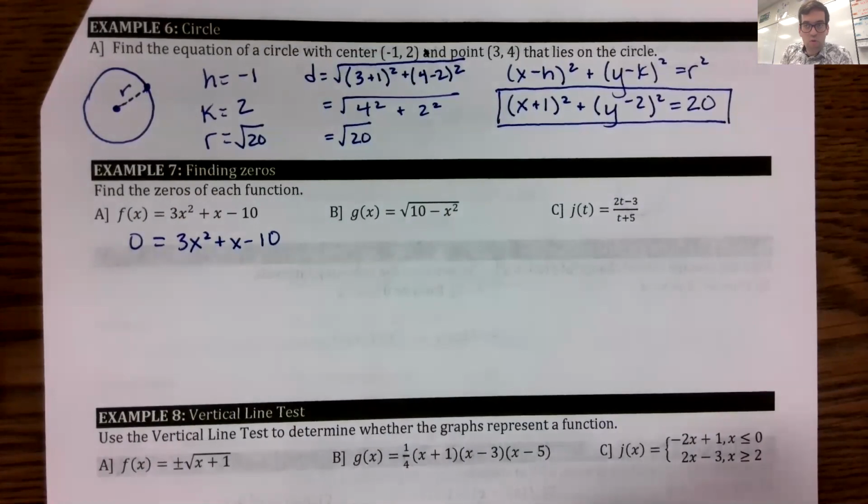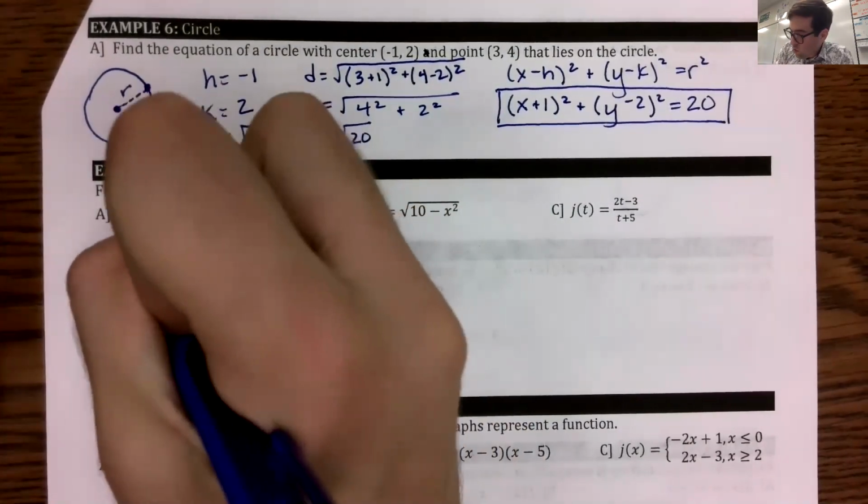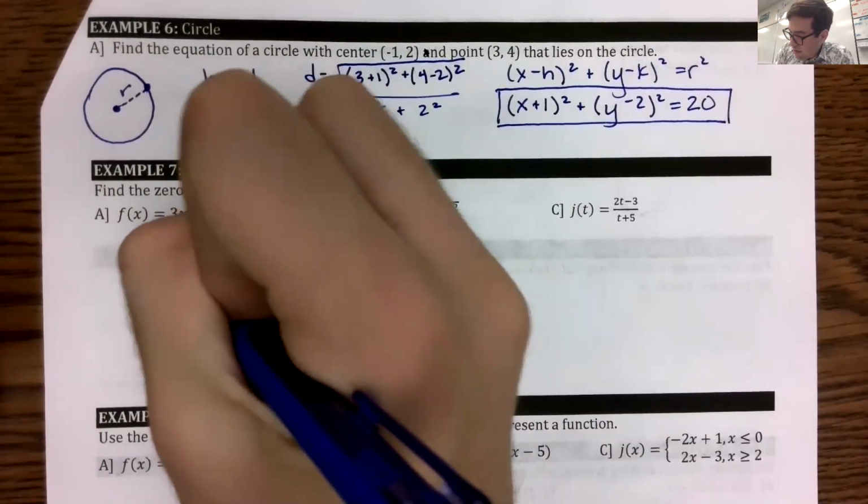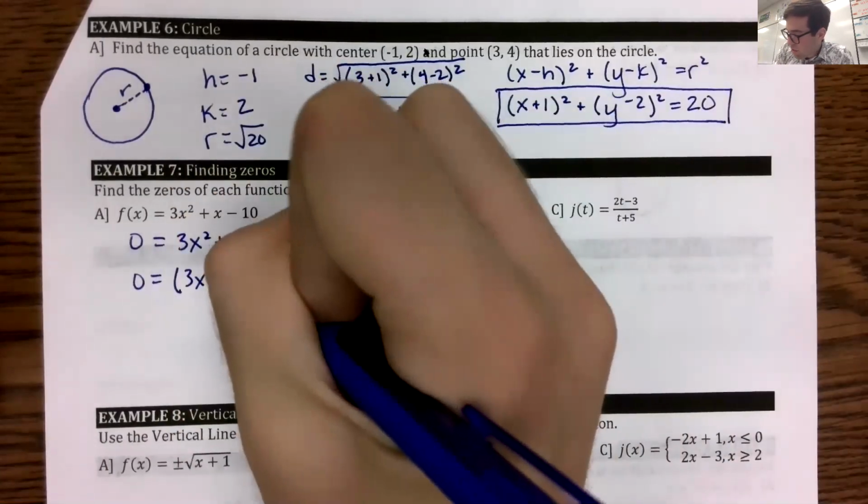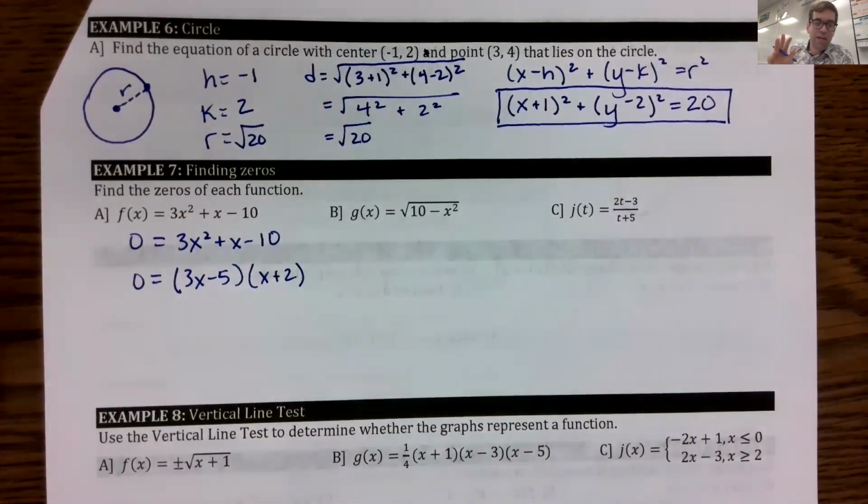And this is going to require some factoring. So whatever method you use to factor a quadratic, you need to do here. What we're going to get is 3x minus 5 and x plus 2. Again, if you are having issues factoring this, bring it up in class or come see me in office hours or email me, because I want to help you.